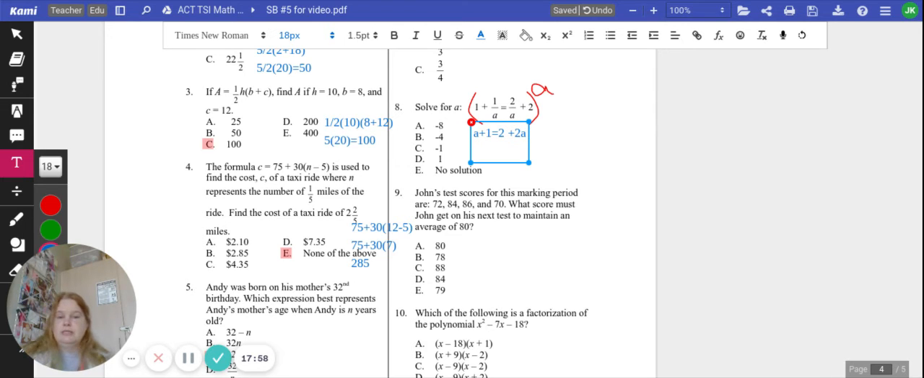Now our goal is to get a's on one side, numbers on the other. So I'm going to subtract a from both sides. If I subtract a, 2a minus 1a is a. Now I got numbers on both sides. I need to put them together, so I'm going to subtract 2. 1 minus 2 is negative 1 equals a. And so I get on this one negative 1, which is C.